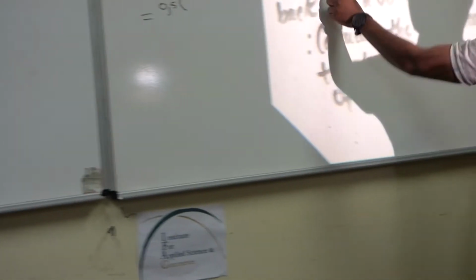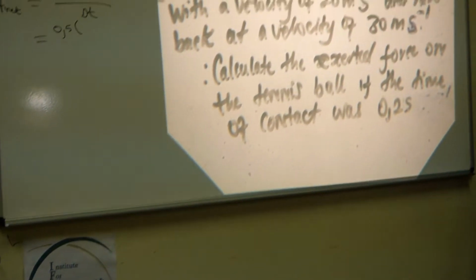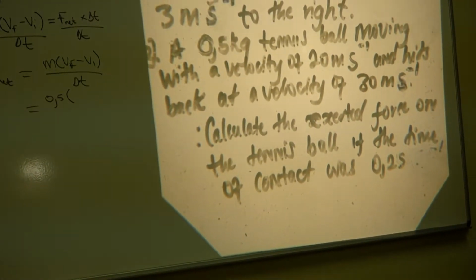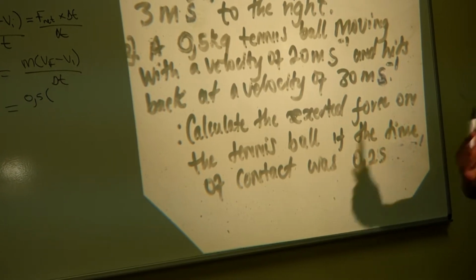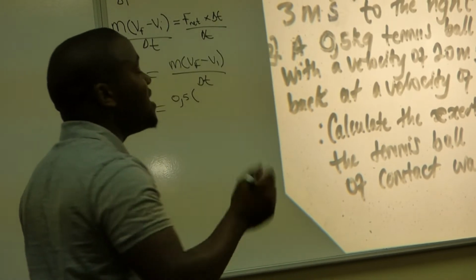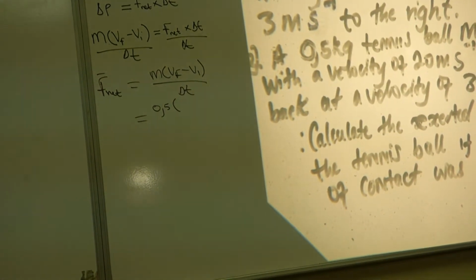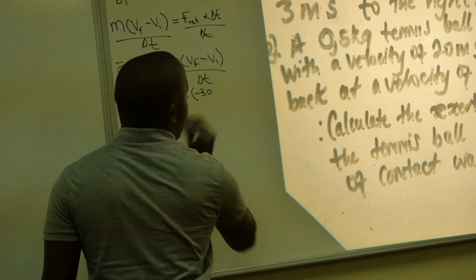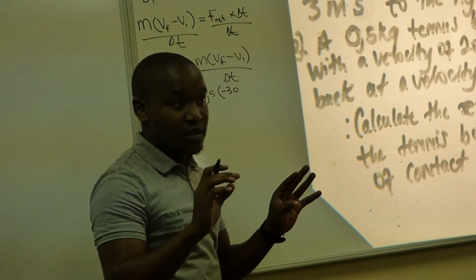This velocity, it says it hits with the velocity of 20 meters per second. That velocity is the initial velocity, but it's positive because it's pointing towards the wall. The velocity that the ball returns with will be negative in this case. Do you all agree, guys? Good. Now, my final velocity will be negative 30. Do you all understand why?